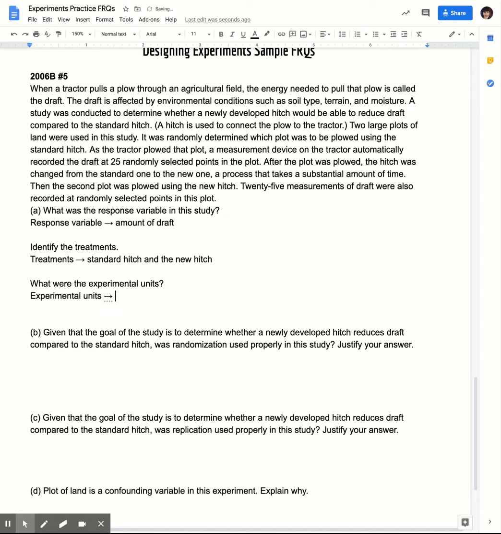Okay. And then the experimental units is the smallest unit or the smallest subject that you can apply a treatment to. Okay, so you have to go back into the question and look at what are they actually applying the treatment to, which is the hitches. And they're not applying them to different parts of the plots. It's not these 25 randomly selected points. It's the whole plot, right? The whole plot of land either gets the standard hitch or the new hitch. Okay, so the experimental units were the 2 large plots of land.